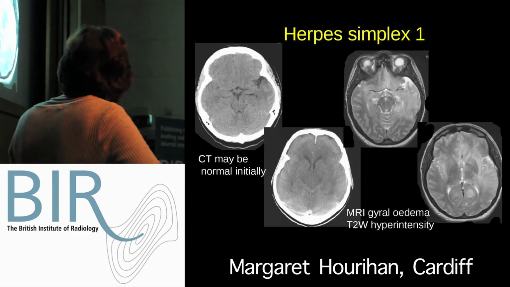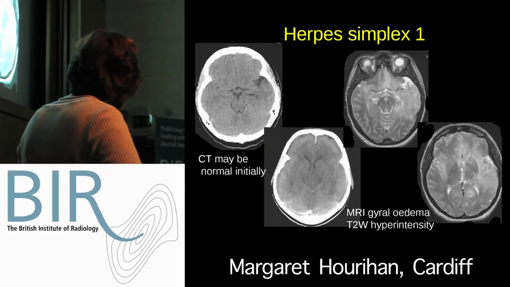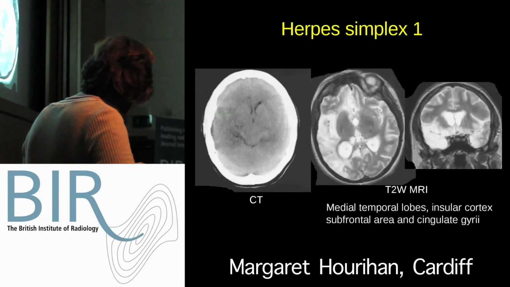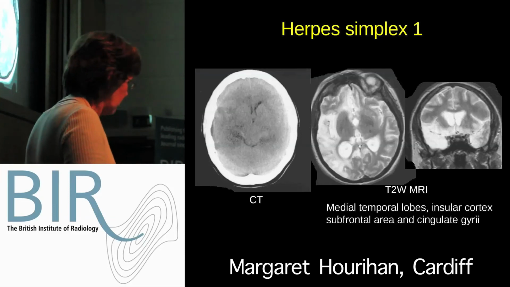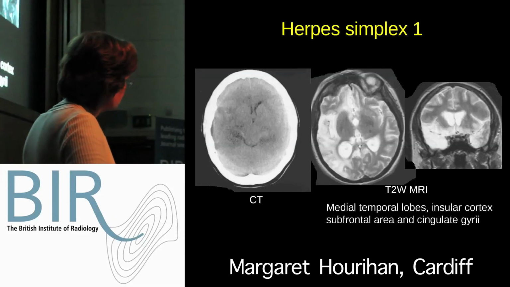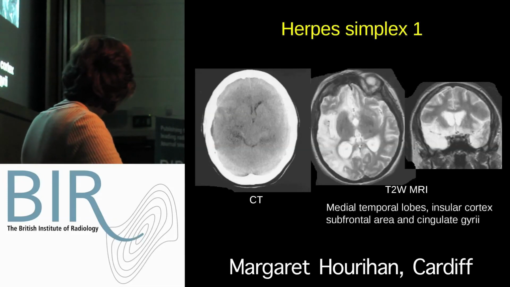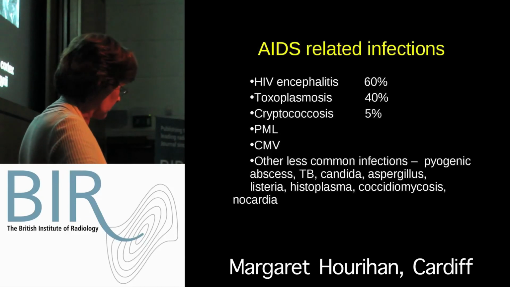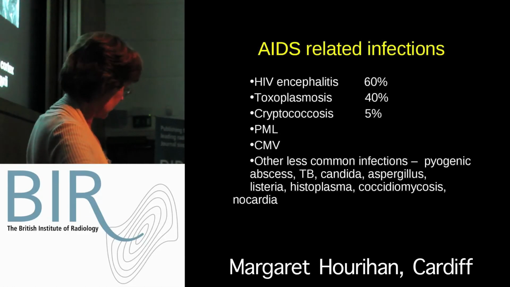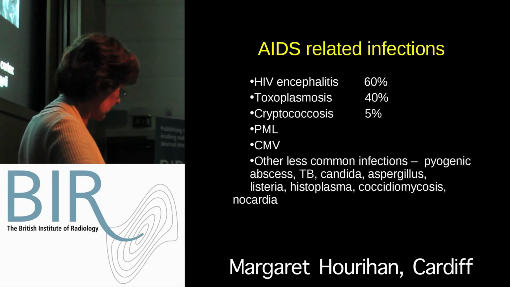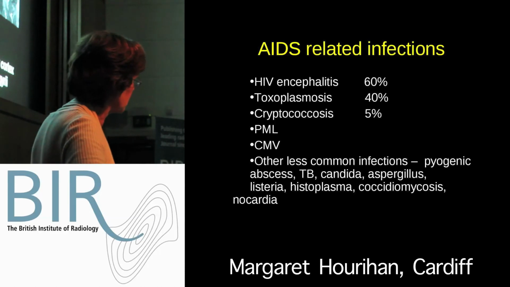So this is a normal CT of a patient with herpes simplex, and the MR showing the gyral edema on one side in the temporal lobe, but then you can see both insular cortexes and the frontal lobes are involved as well. Another patient progresses and develops quite marked atrophy, with involvement of the temporal lobes, insular cortex, frontal region, and cingulate gyrus, as we commonly see. Unilateral involvement is quite common, but we often see it extending on MR to the other side.